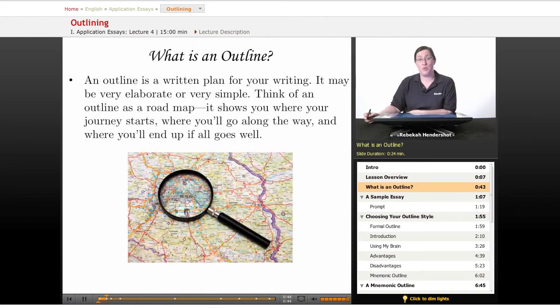All right, to begin with, what is an outline? Well, an outline is a written plan for your writing. It may be very elaborate or very simple. Think of it like a roadmap, okay? Like a roadmap of your journey. It shows where you start, it shows where you're going to stop and be along the way, and where you're eventually going to end. So your outline tells you all of that, and it keeps you from taking wrong turns and running off the road.